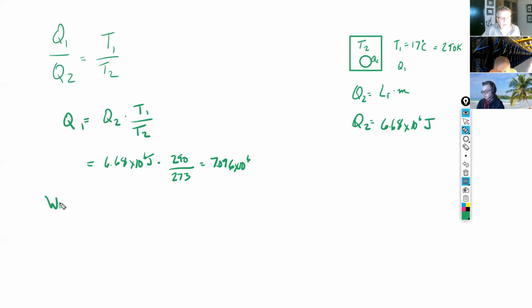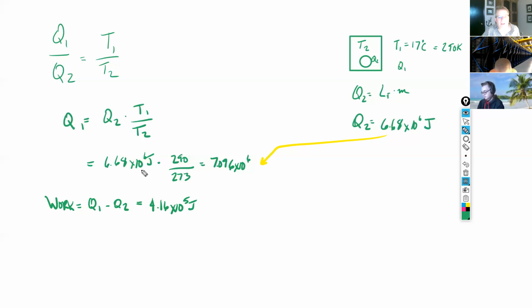The work is the heat in minus the heat out, which is the difference between that and that. And for the sake of time, I'm just going to give you the answer, 4.16 times 10 to the 5th joules, which is the same answer you got the other way.